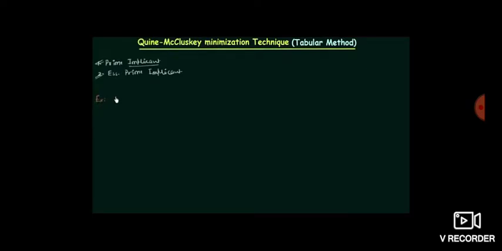So we are taking one example, and based on that example, we are solving. Y of A, B, C, D equals sigma m of 0, 1, 3, 7, 8, 9, 10, 11, 15. We are taking one small example, and with that example we are solving the tabulation method. It is very, very easy.